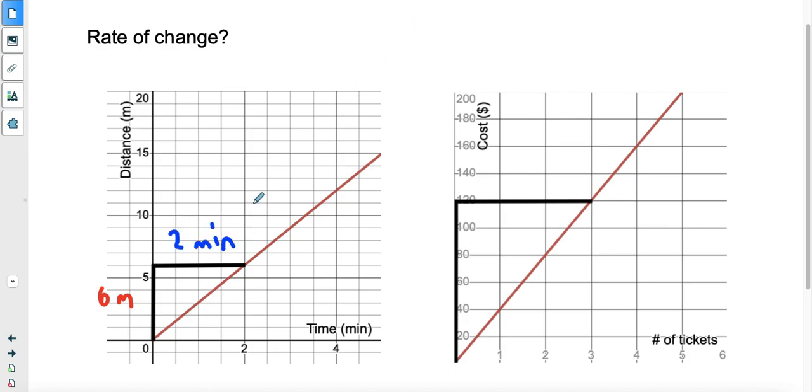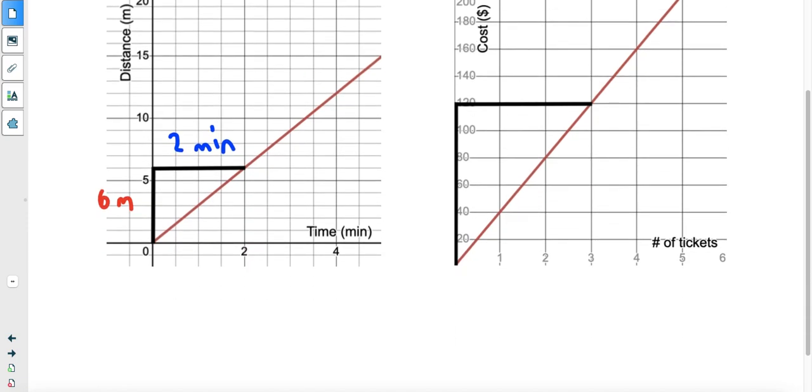So what does this mean? That means the rise is 6 meters and the run is 2 minutes. To find the rate of change, remember the formula is rise over run. So what we need to do is take the rise and divide it by the run. So let's go ahead and do that. We're going to take the 6 meters here and divide it by 2 minutes.